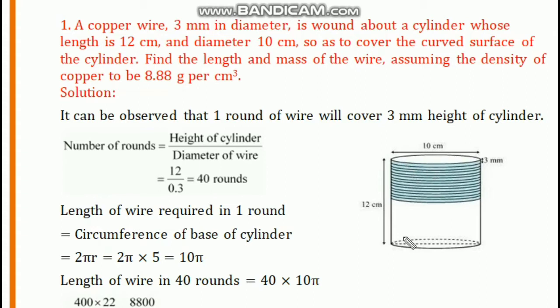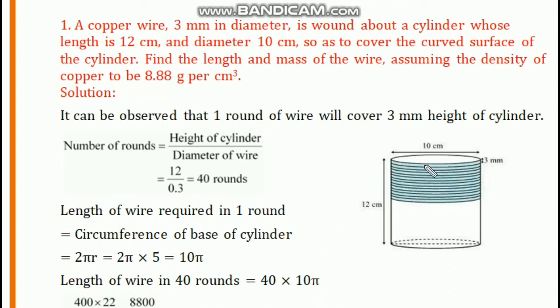So the total height is 12 centimeter, so one round is 0.3, then the next round 0.6, like that it is going on. So easily we can find out how many rounds it contains. Height of cylinder divided by diameter of wire, so 12 divided by 0.3 is 40 rounds, so the number of rounds is 40. Next we need to find out the length of wire required for one round. Then only we can find out the length of 40 rounds.